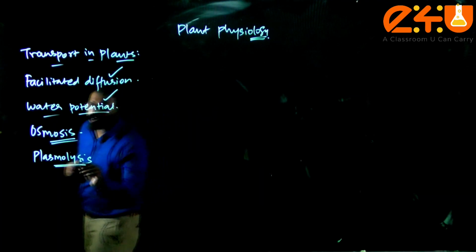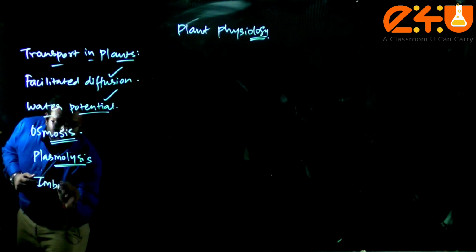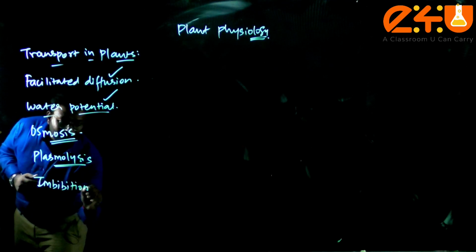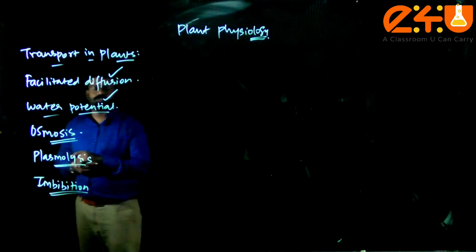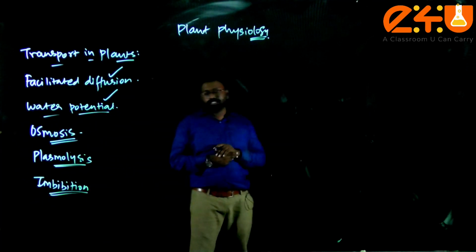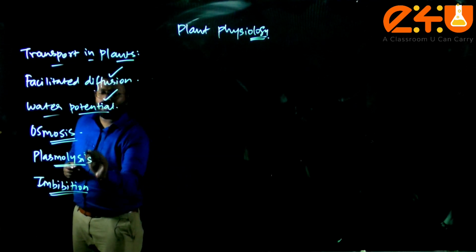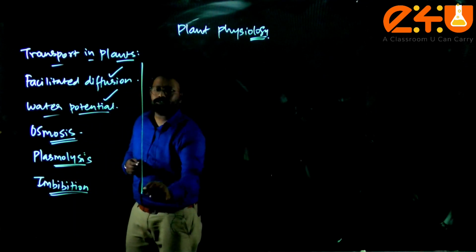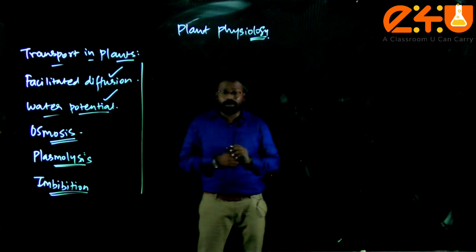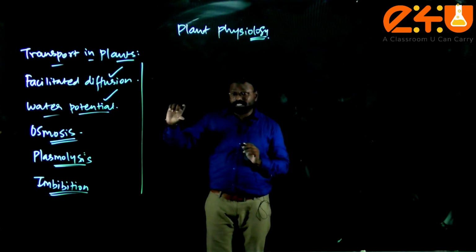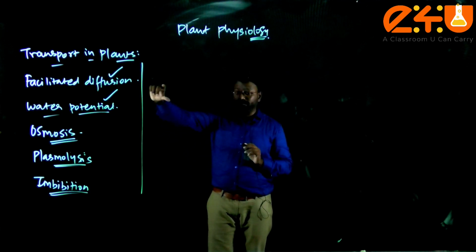Then a strong area where you will get an MCQ is imbibition. Even its definition itself can be an MCQ, the imbibition concept. That is much needed. After this imbibition concept, you need to have a better hold. The areas you have to focus on more in transport in plants are water potential, osmosis, facilitated diffusion.